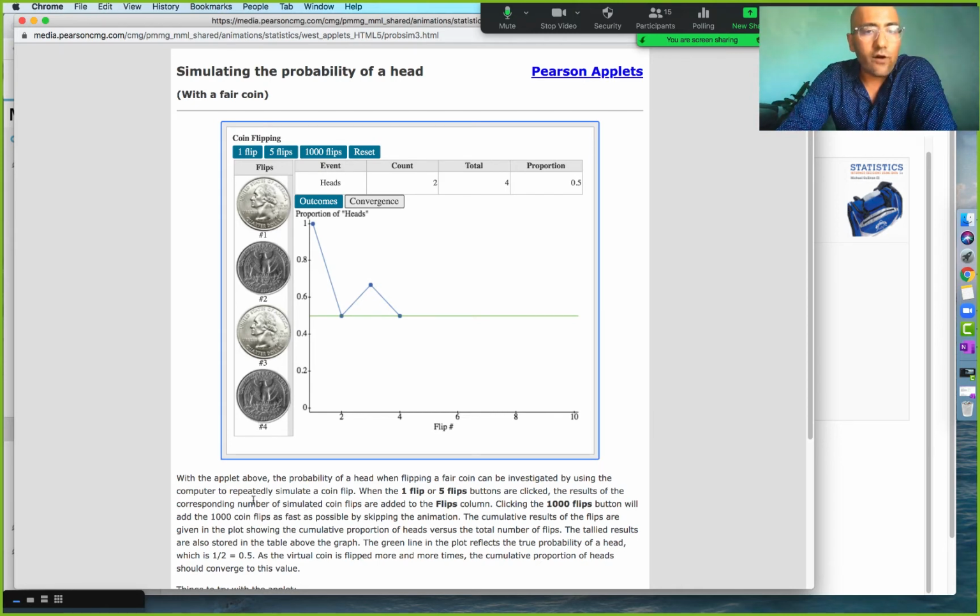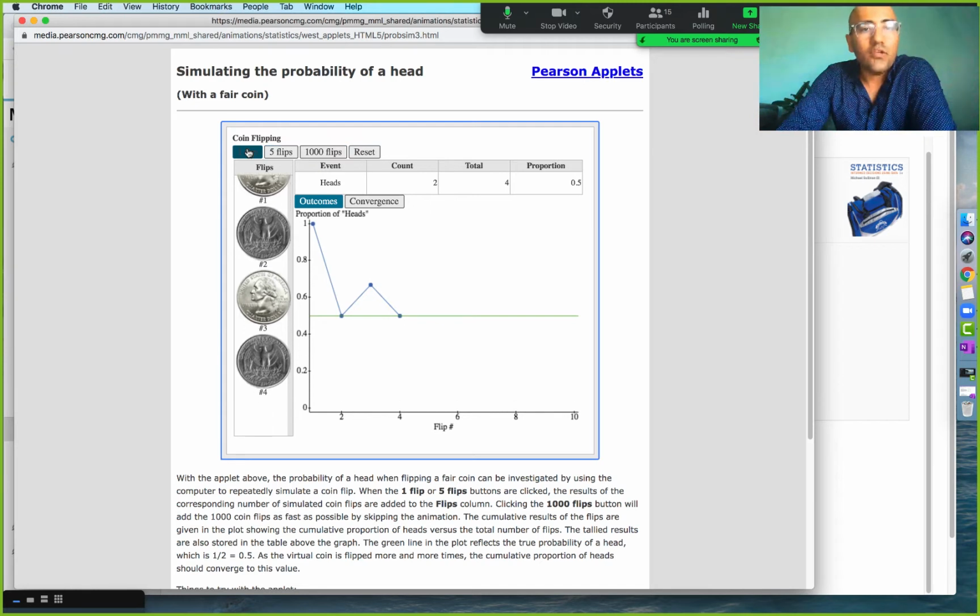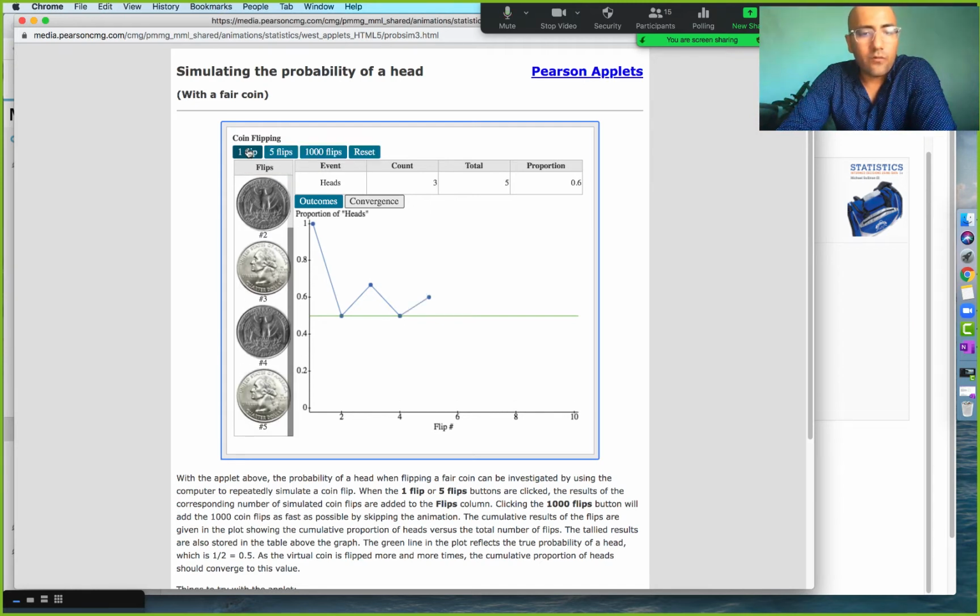So far with 4 flips, we have 2 heads out of 4. So 2 heads out of 4, we divide 2 by 4, again we get 0.5, and that's what's graphed right here, this 0.5. So we can keep doing this over and over and over. Let's get to 10 times.